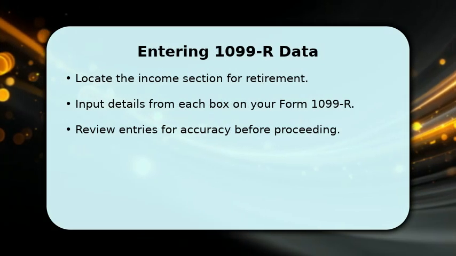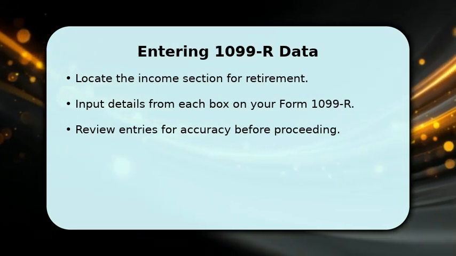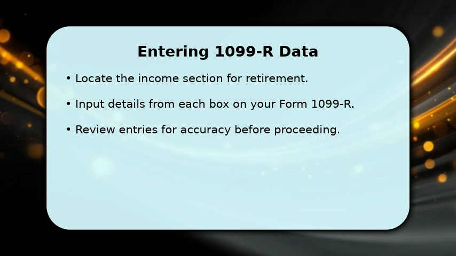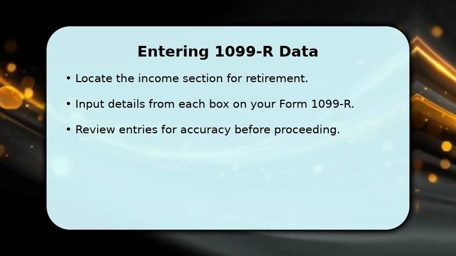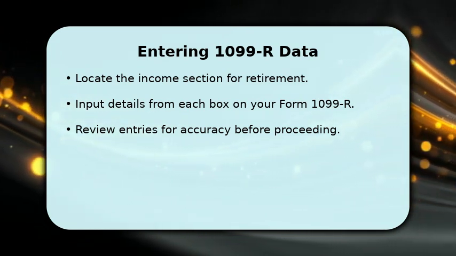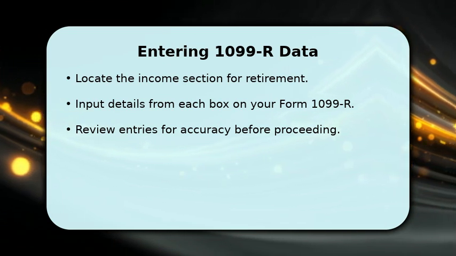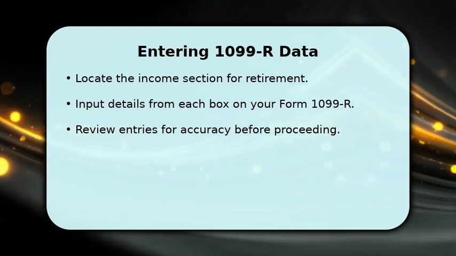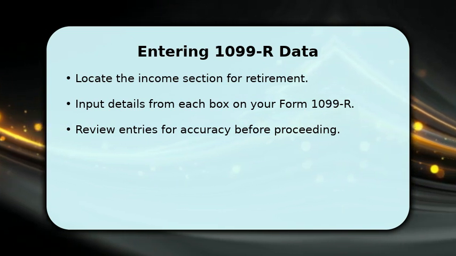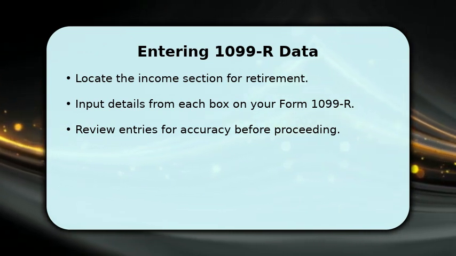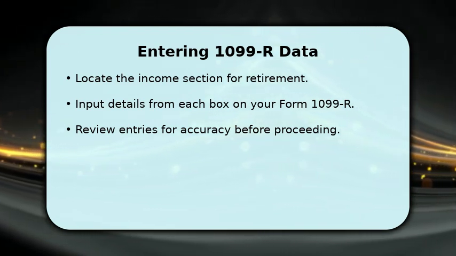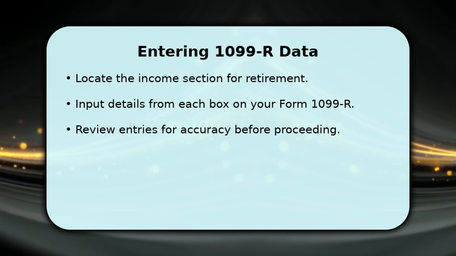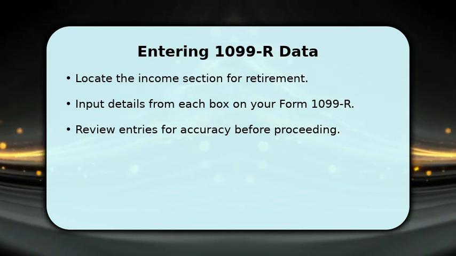Once in TurboTax, navigate to the Income section and select the option for retirement plan distributions. You will then be prompted to enter the information exactly as it appears on your Form 1099-R. Pay close attention to amounts in Box 1, Gross Distribution, and Box 2A, Taxable Amount, ensuring every digit is correct. This precision is crucial for accurate tax calculation.